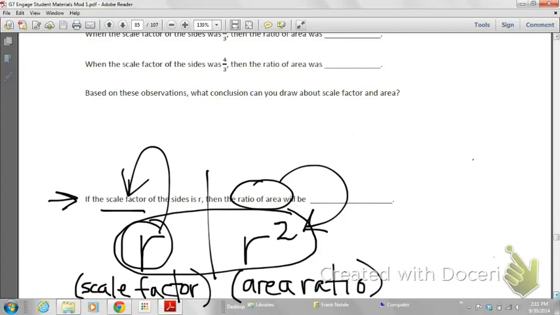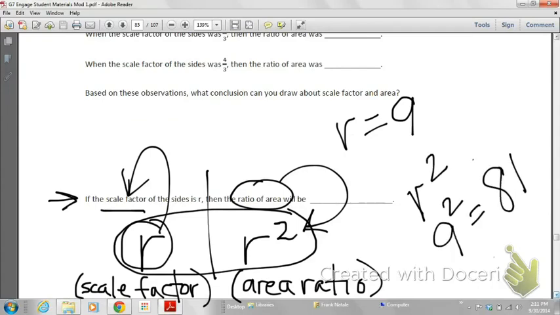Anyway, if we know R is 9, then we know that the ratio of the area is going to be R squared. So 9 squared equals 81. So this will be our ratio here. That'll be the ratio of the area between a scale drawing and an actual drawing.